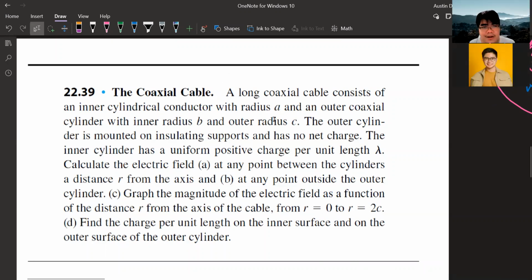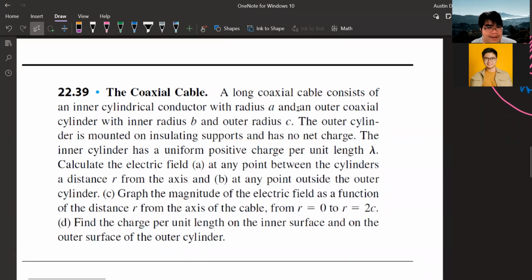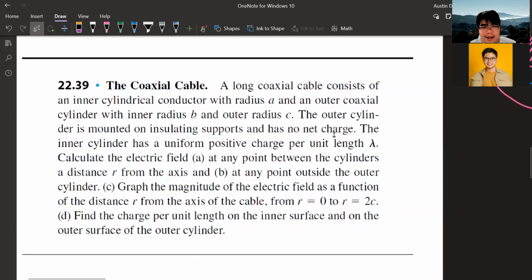So, yung system mo dito, long coaxial cable. Meron kang cylindrical conductor with radius A and an outer coaxial cylinder with radius B and outer radius C. Okay, so walang laman yung A to B. Okay, 0 to A would be a cylindrical solid conductor. Then, may conductor ka ulit sa B to C. From A to B, walang laman. Ayan. Tapos yung inner cylinder mo, meron kang charge per unit length, lambda.